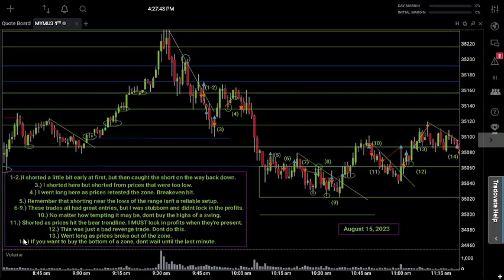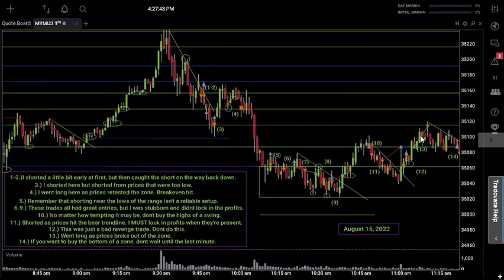Now, if we read the notes right here, yeah, I did go long at the bottom of the zone, but the only thing is, if you want to buy the bottom of a zone, don't wait until the last minute. Because right here, I bought the zone on the first breakout. Usually that's the one that works the most. But there will be occasions where you have multiple tests of that level where you can take that same trade.